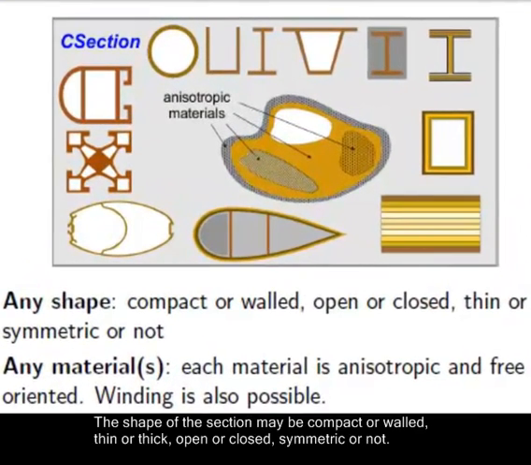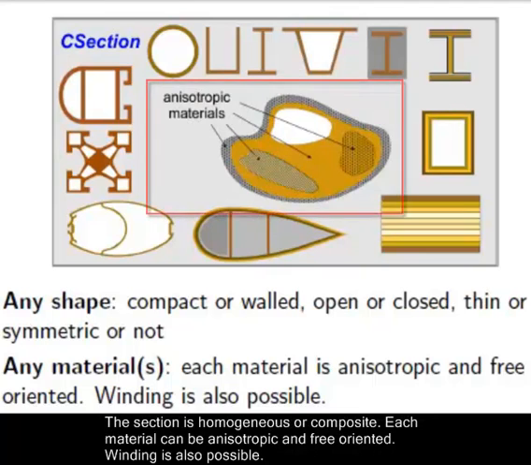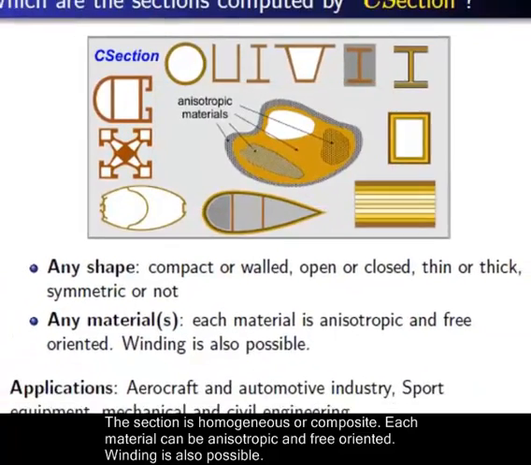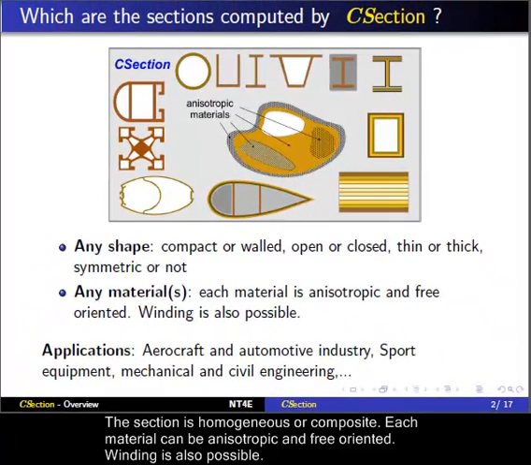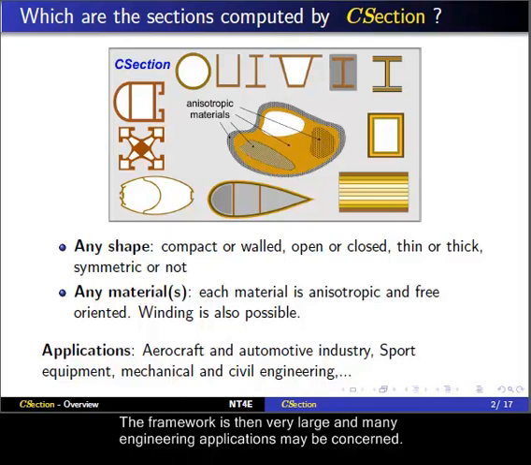The shape of the section may be compact or walled, thin or thick, open or closed, symmetric or not. The section is homogeneous or composite. Each material can be anisotropic and free-oriented. Winding is also possible. The framework is then very large and many engineering applications may be concerned.